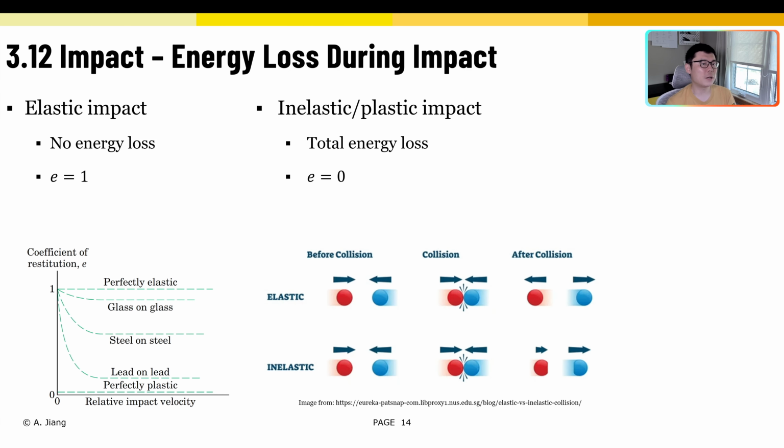The coefficient of restitution can be used to measure the type of impact. As I said, for the same type of impact, the coefficient E will remain the same. Whether it's the perfectly elastic impact, E equals 1, with totally no energy loss, or it is a perfectly inelastic, or say plastic, impact, then E equals 0. This means the energy is entirely lost. So the ratio E can be any value from 0 to 1.